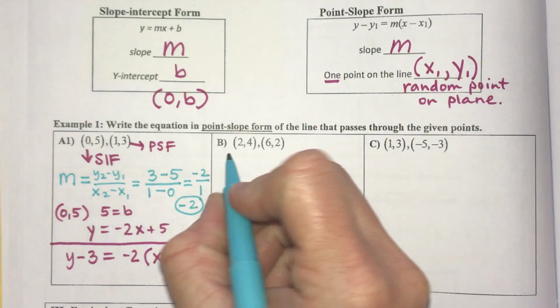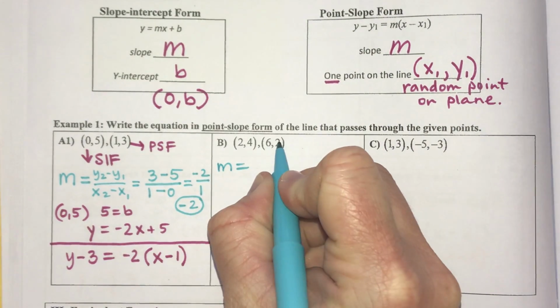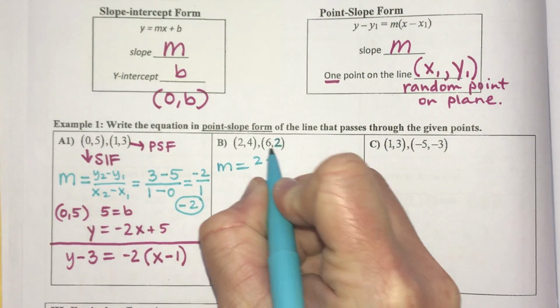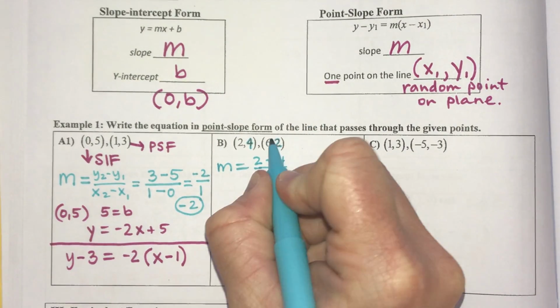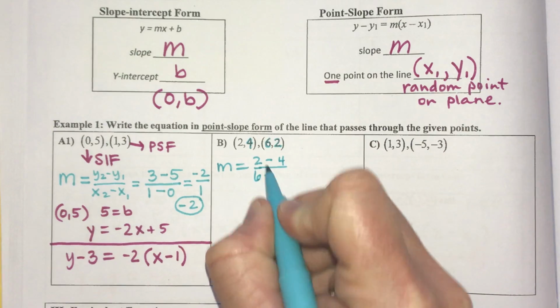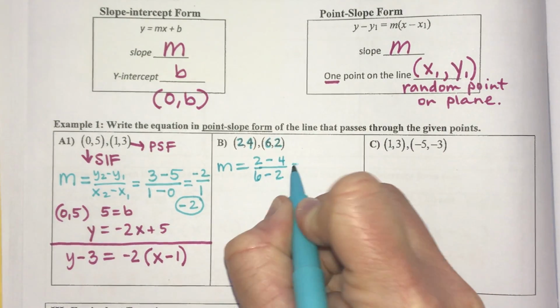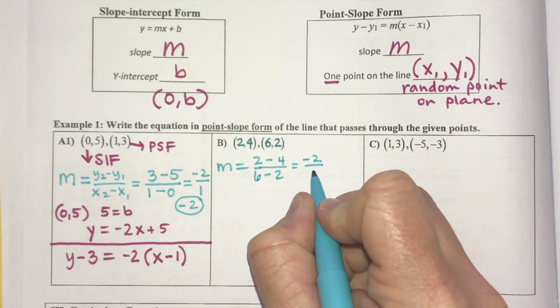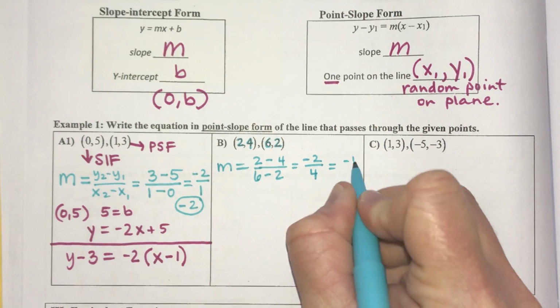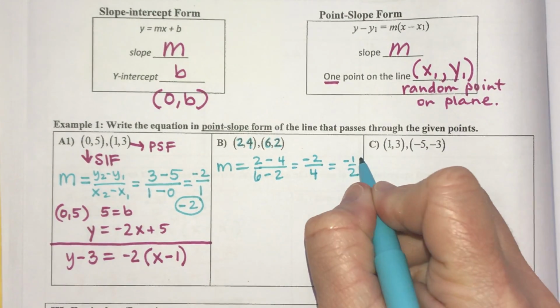But first I'm going to calculate my slope, which is going to be my second y value minus my first y value, and then divide by my second x value minus my first x value. So 2 minus -4 is -2, and 6 minus 2 is 4, and if I reduce, -1/2 is my slope.